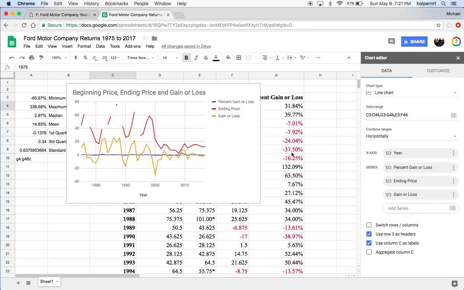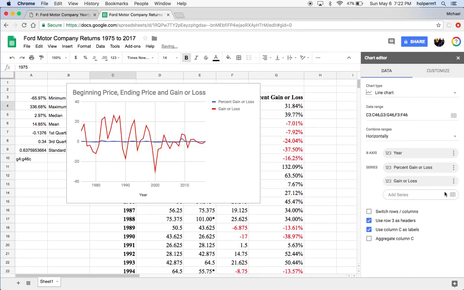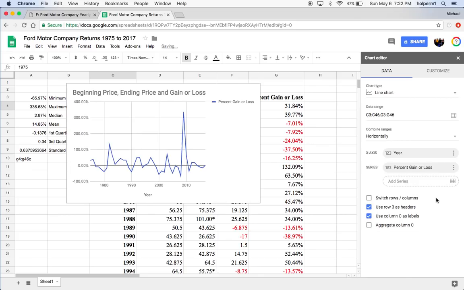Now, because this is in percentages and the other two are in whole numbers, the blue line of the percent gain or loss looks way low compared to these other ones. But we're going to get rid of ending price by clicking remove and gain or loss by clicking remove. And now it's going to look like a real chart.